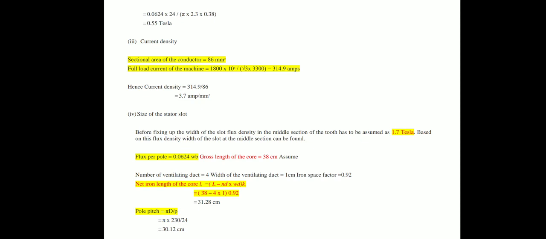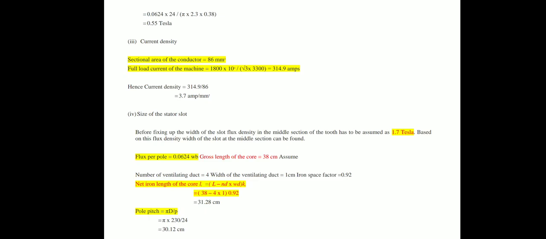Flux per pole is equal to 0.0624 Weber. Gross length of the core is equal to 38 centimeter. Assume the number of ventilating ducts is equal to 4, width of the ventilating duct is equal to 1 centimeter. Iron space factor is equal to 0.92.